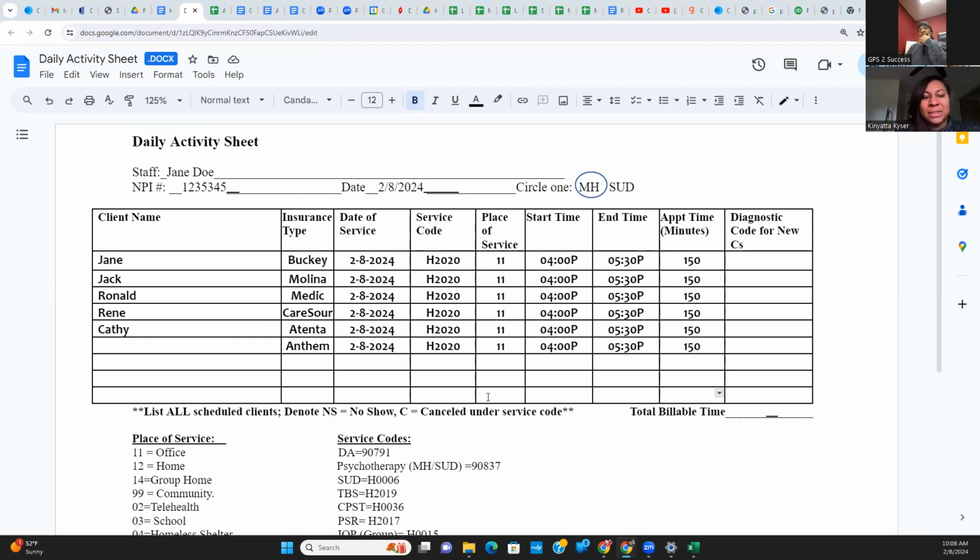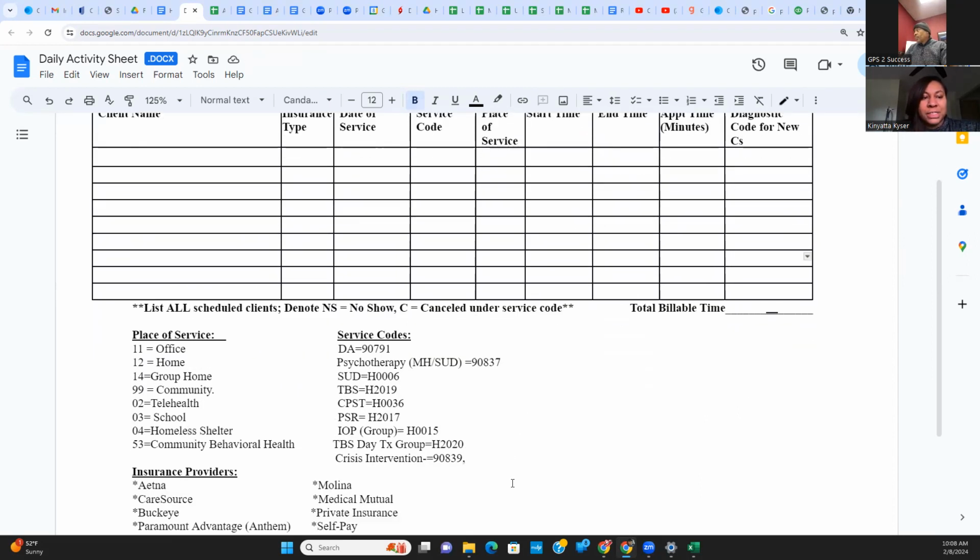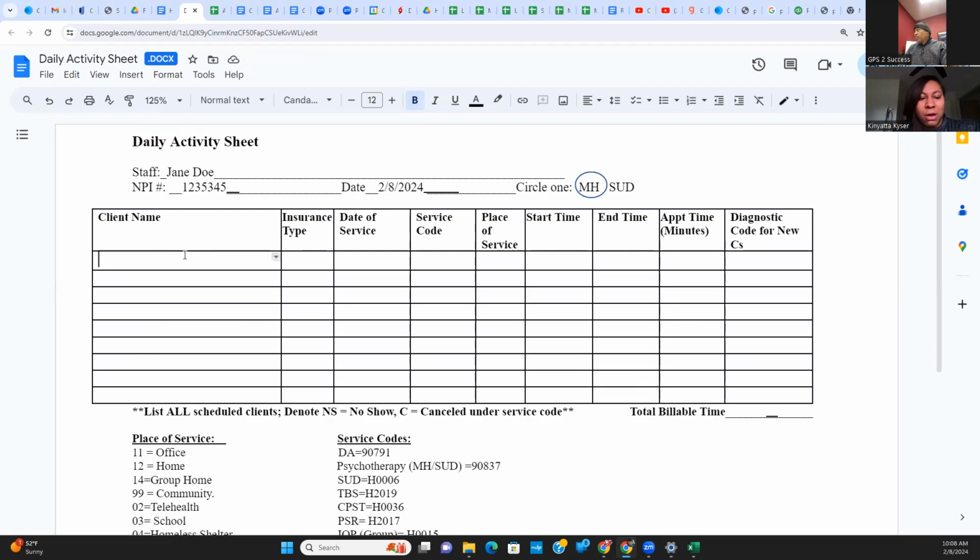Now, this daily activity sheet is going to change when it's individual. So if they're doing services such as CPST, which is the H0036, they're going to have a different activity sheet per insurance. So say if Tom, Edward, and John all had Care Source, they will be on this activity sheet. It could be different dates of service, but their stuff will all go on this sheet. And what I suggest the case managers do is have a separate daily activity sheet for everybody.